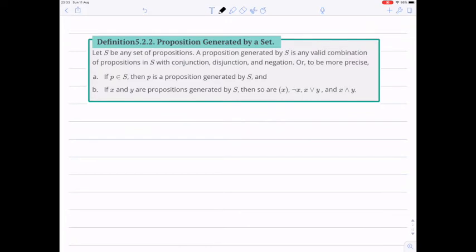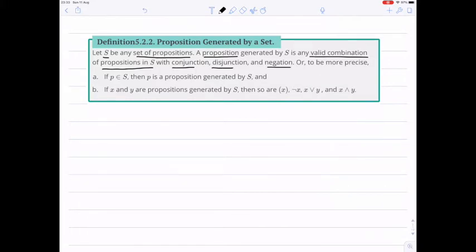So the first thing we want to think about is we've talked a little bit about atomic propositions and how we can join them into conjunction and disjunction. And now we're going to generalize this a little bit. So we're going to let S be any set of propositions. And then we're going to define a proposition which is not going to be atomic as any valid combination of propositions in S using conjunction, disjunction, and negation.